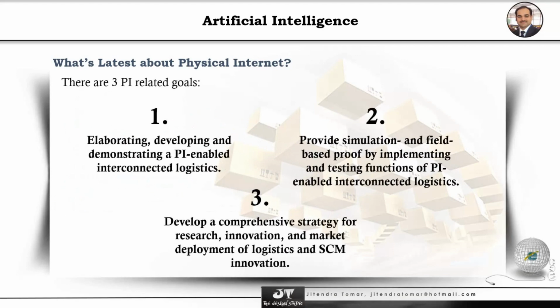There are three major PI-related goals. First, establish the landscape by elaborating, developing, and demonstrating a PI-enabled interconnected logistics vision and its characteristics. Second, provide simulation and field-based proof of concept by gradually implementing and testing key functions of PI-enabled interconnected logistics. And the third one is to develop a comprehensive strategy for research, innovation, and market deployment of logistics and supply chain management innovations throughout the world.